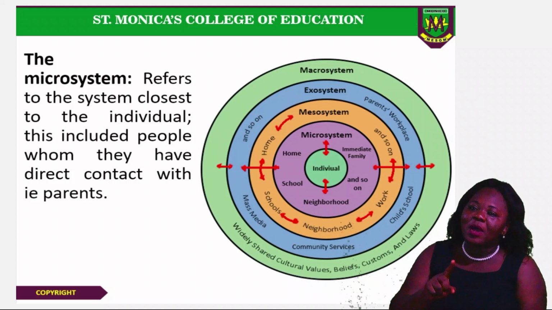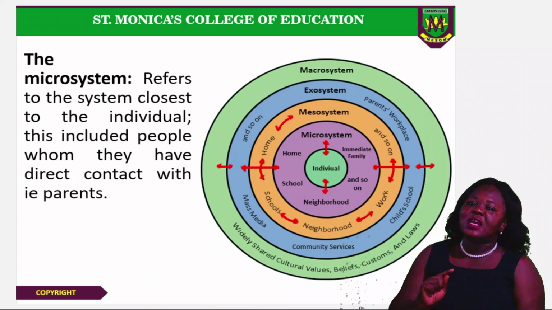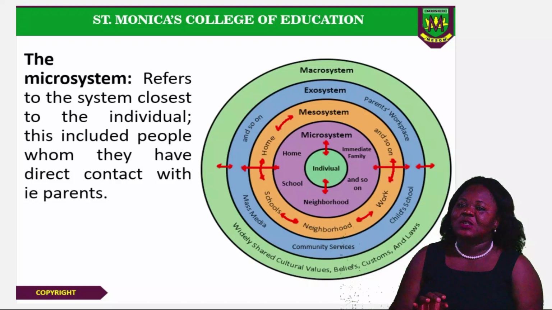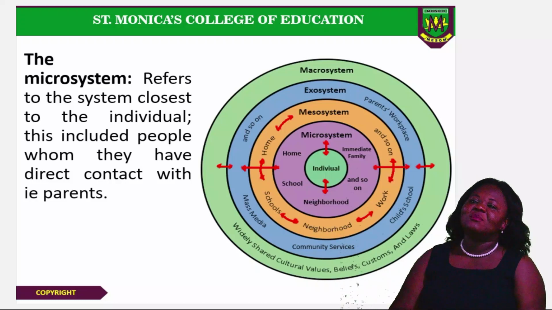So when you look at the micro level, the individual relates to the home, the neighborhood, the school, and then the immediate surroundings. So at the micro level, we are looking at the immediate family, the few people in the home, and then others if it's a compound house.